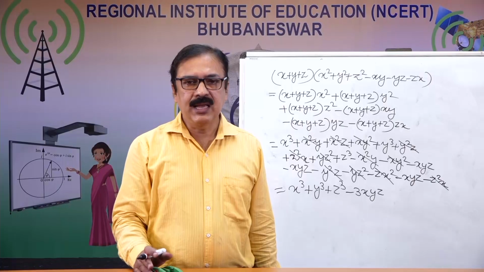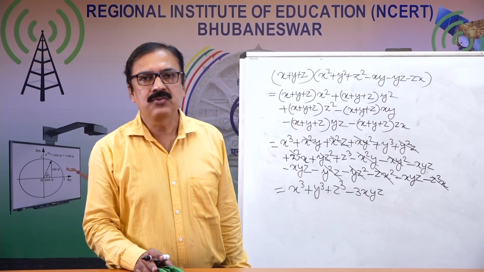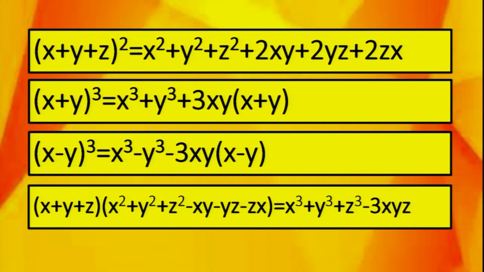Another way we can say that x cube plus y cube plus z cube minus 3xyz is x plus y plus z into x square plus y square plus z square minus xy minus yz minus zx.